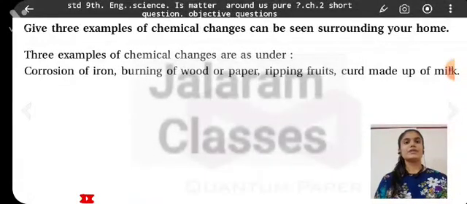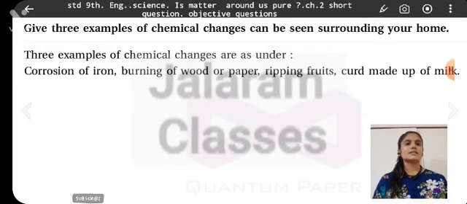Give 3 examples of chemical changes can be seen surrounding your home. 3 examples of chemical changes are as under: corrosion of iron, burning of wood or paper, ripening of fruits, curd made up of milk.